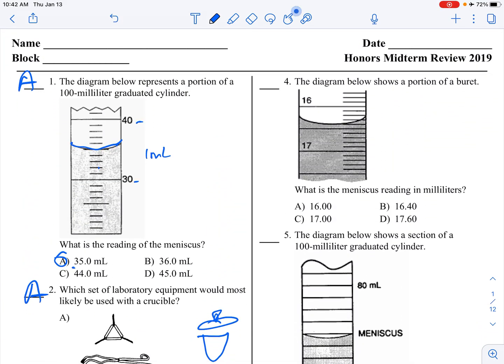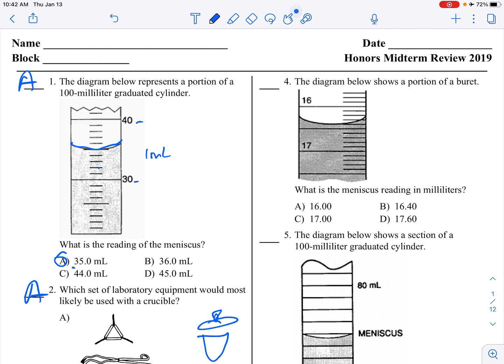A portion of a burette. A burette is kind of like a graduated cylinder, except it has a valve at the bottom to distribute volume of liquids very accurately, drop-wise or in a steady stream. What is the reading in milliliters? All of these are in milliliters. So let's take a look.